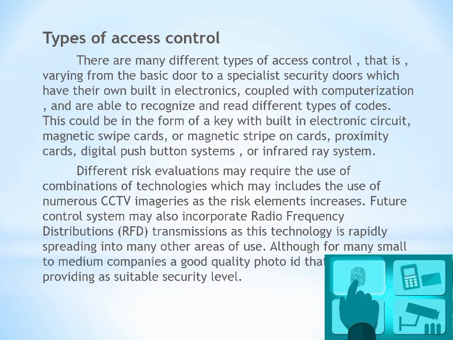Types of access control. There are many different types of access control, varying from the basic door to a specialist security door, which have their own built-in electronics coupled with computerization and are able to recognize and read different types of codes. This could be in the form of a key or a built-in electronic circuit, magnetic swipe cards or magnetic stripe cards, proximity cards, digital push-button systems, or infrared systems.